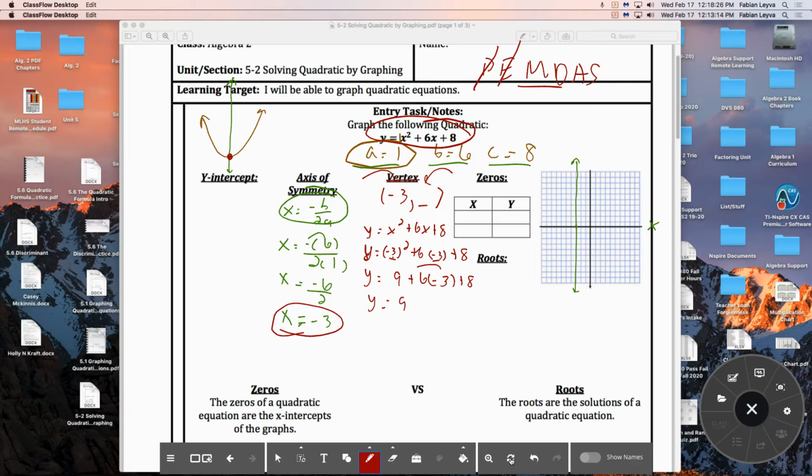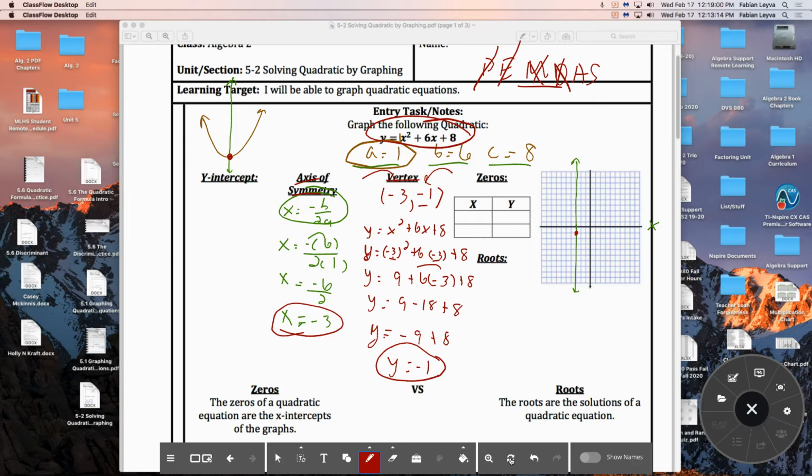Y is going to equal a positive 9 minus 18 plus 8. No more multiplication, no more division, we just got a bunch of addition and subtraction. I like to just do my addition and subtraction from left to right. 9 minus 18 is a negative 9. And then plus the 8, you end up with a negative 1. So you have now found the y value to your vertex. You already had the x because again it shares the same x value of your axis of symmetry. All you got to do now is plot it, which is what I did exactly right there.